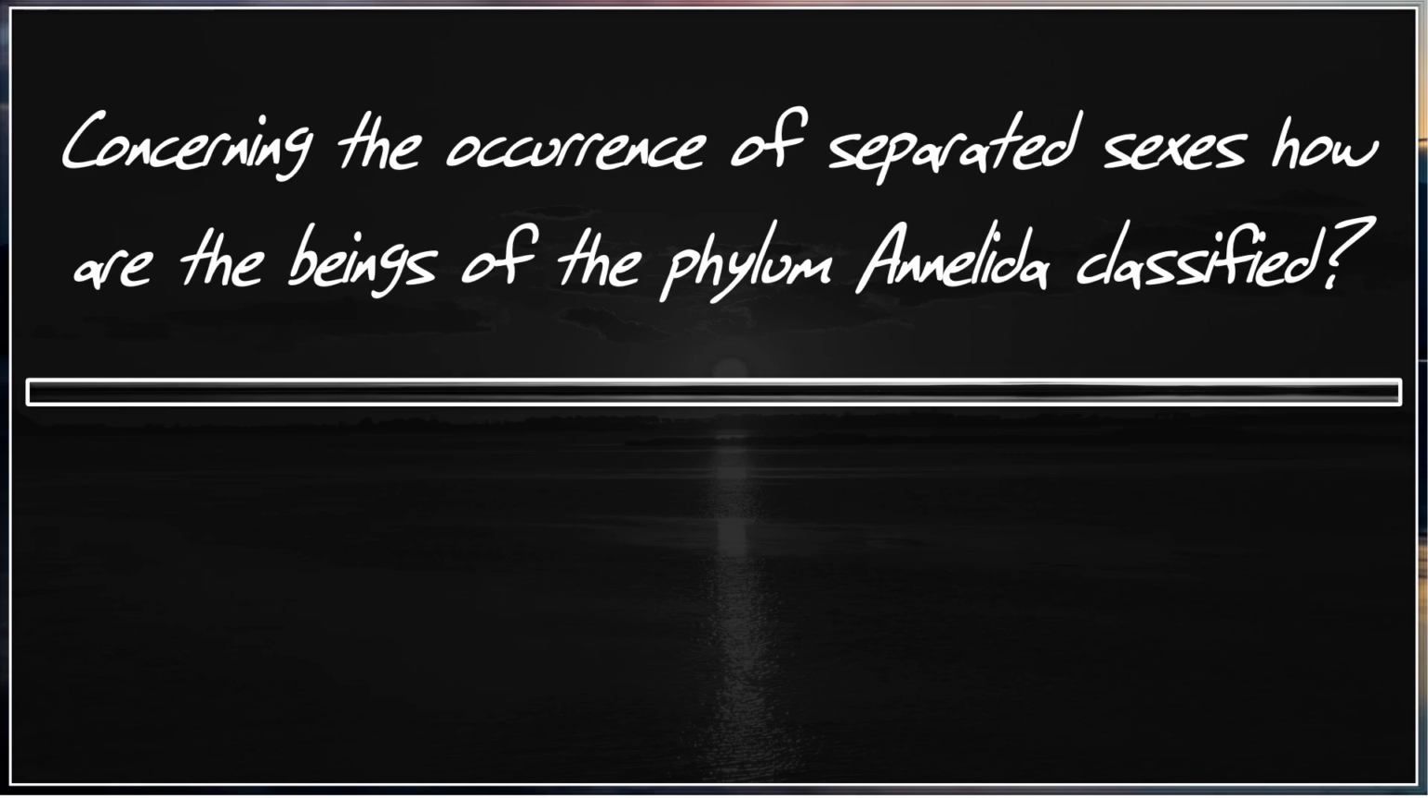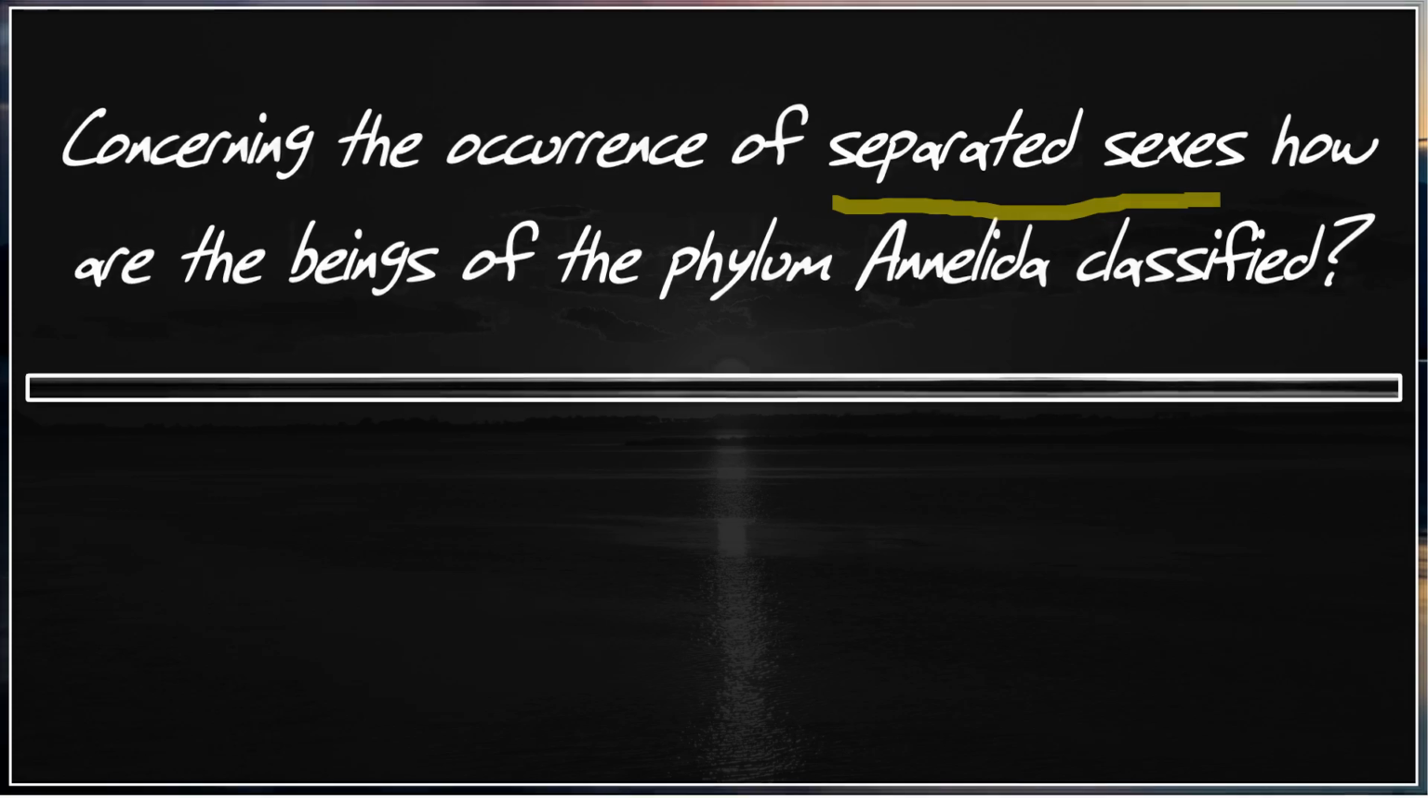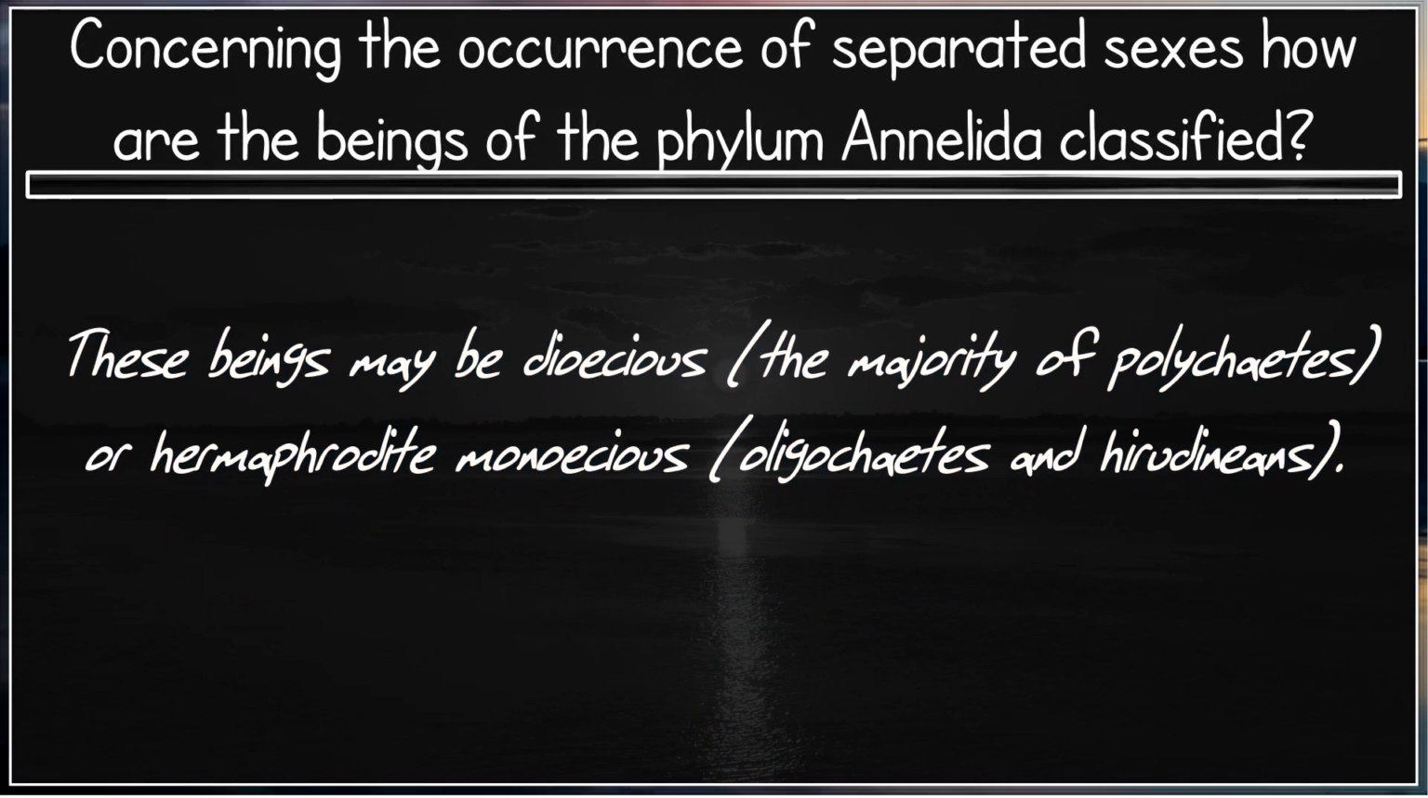Concerning the occurrence of separate sexes, how are the beings of phylum Annelida classified? These beings may be dioecious, the majority of polychaetes, or hermaphrodite, monoecious, oligochaetes and hirudineans.